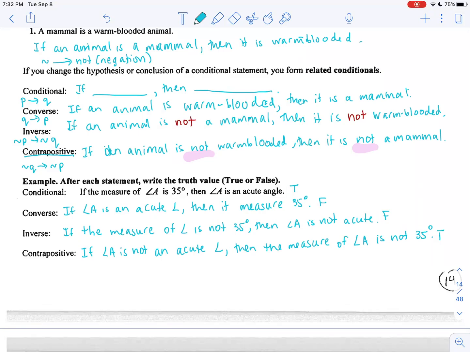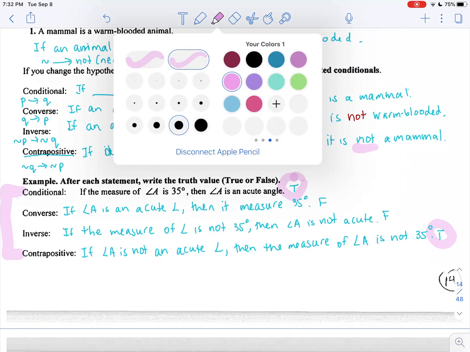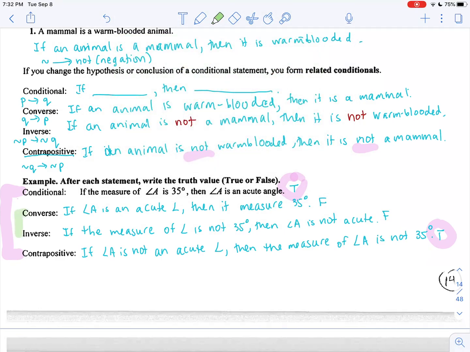So this is true. And so what we notice is that the truth value, we can say consistently after this, that the conditional and contrapositive both always have the same truth value. So if one is true, the other one is true. If one's false, the other one's false. And the same applies for the converse and inverse. They have the same truth values. If the converse is true, then the inverse is true. If one is false, then the other is false.